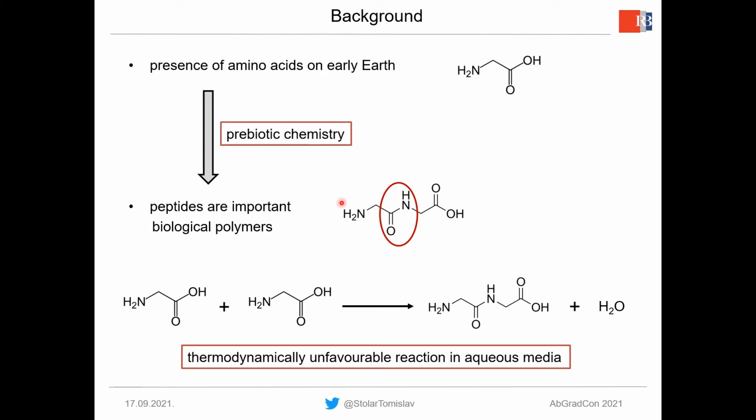How did nature go from amino acid to peptides is a major question in prebiotic chemistry, which is chemistry that led to life. The formation of peptide bonds is an example of a condensation reaction, where two amino acids, such as glycine, are joined together or condensed via peptide bond, together with the elimination of a water molecule.